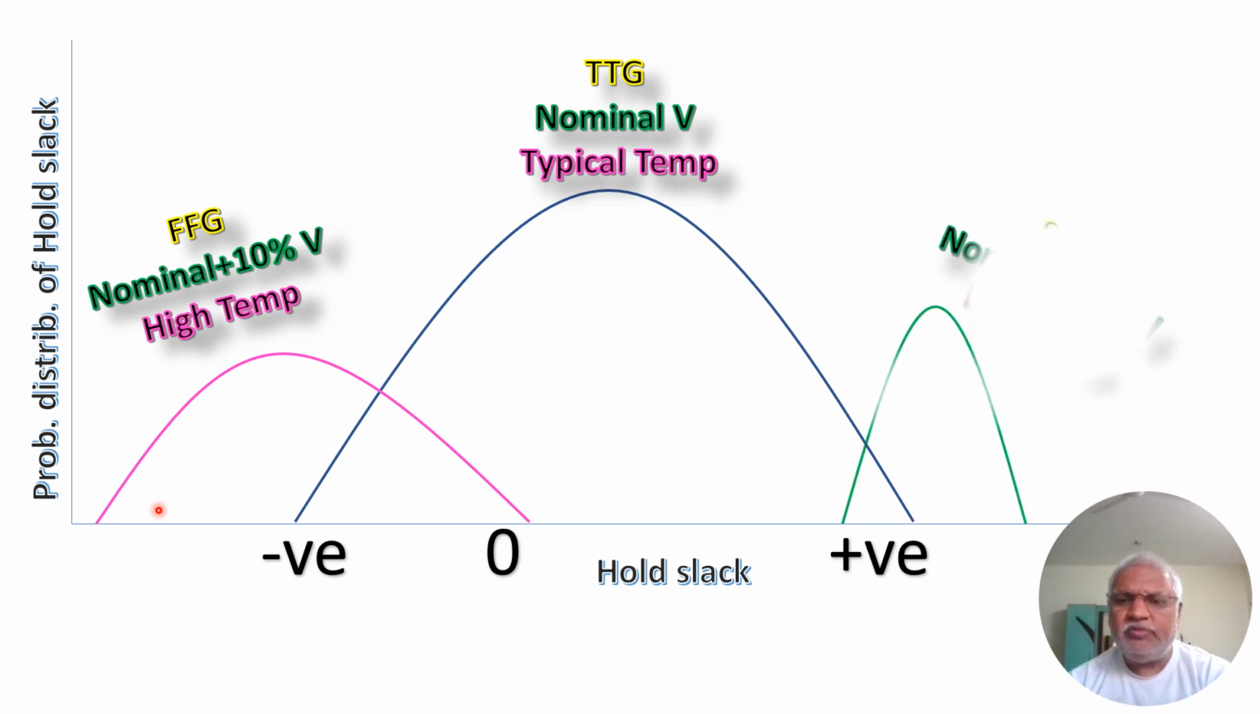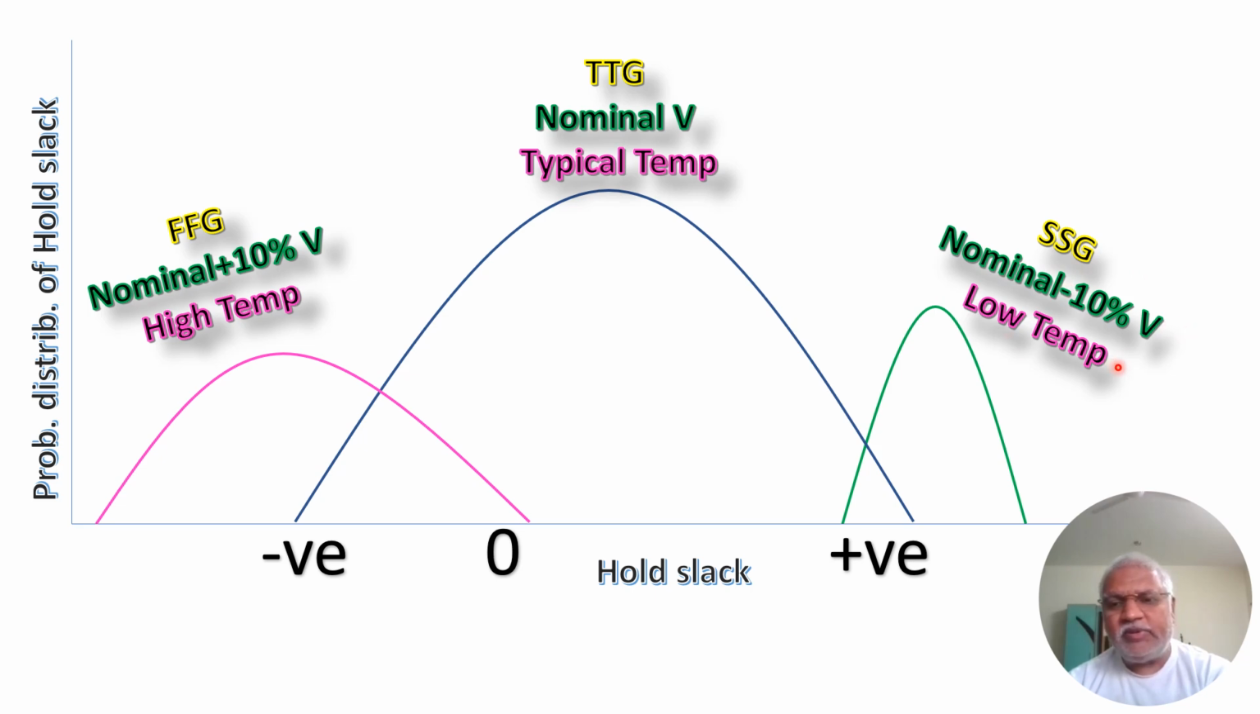And if you observe the slow global corner, nominal minus 10% voltage and low temperature, it can also be high temperature. The distribution will be different. Here, in a typical scenario, there will be more positive slack values.